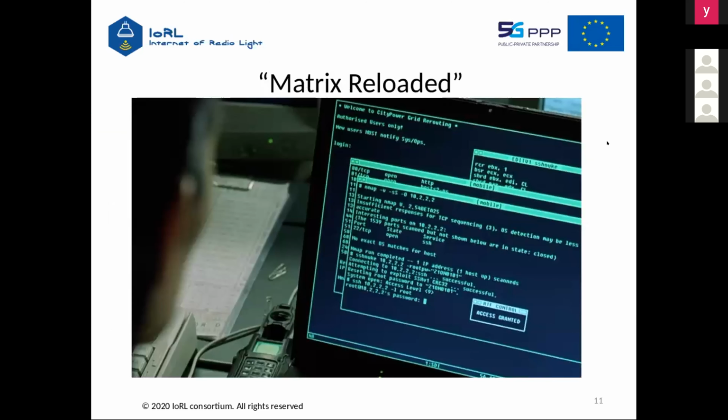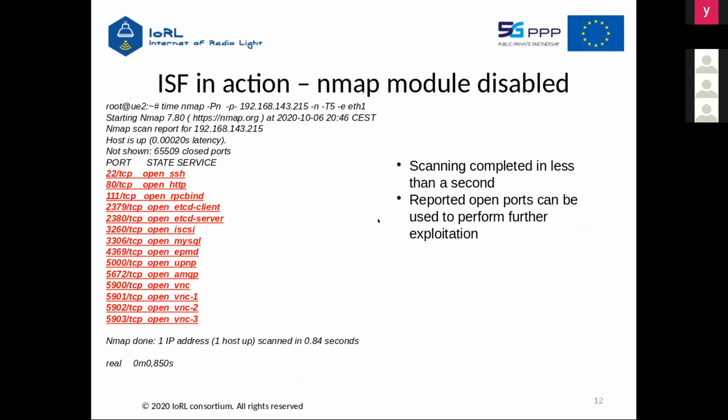Here, you have a screen of a scene in The Matrix Reloaded movie. In this scene, one of the main characters, Trinity, is trying to hack into a nuclear plant, and she is using the Nmap tool. I wanted to show this picture because Nmap is a real hacker tool that provides information on open services. If our security module is disabled, you can see that scanning was done in less than a second, and a lot of open ports are presented to the attacker. These open ports can be used to perform further exploitation.